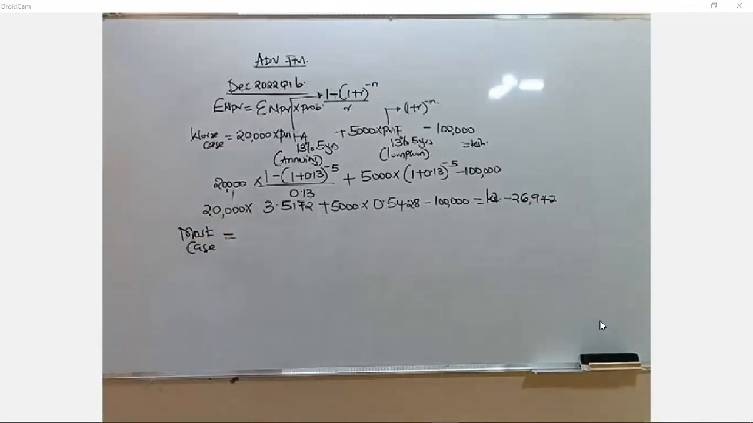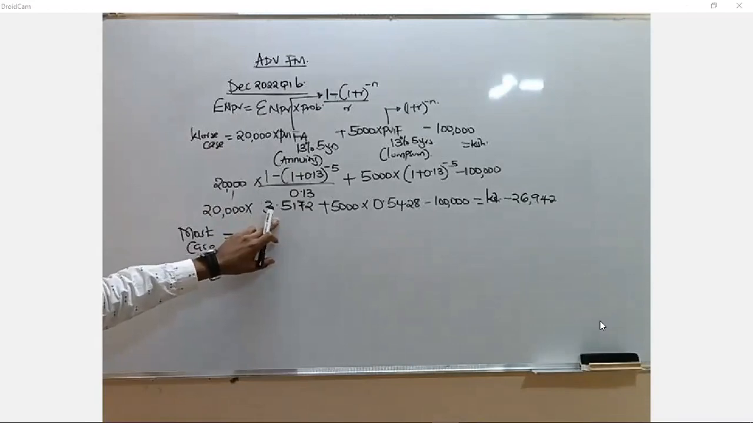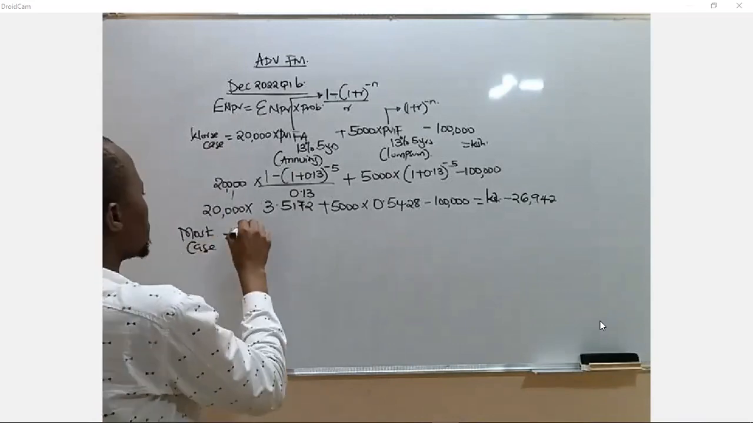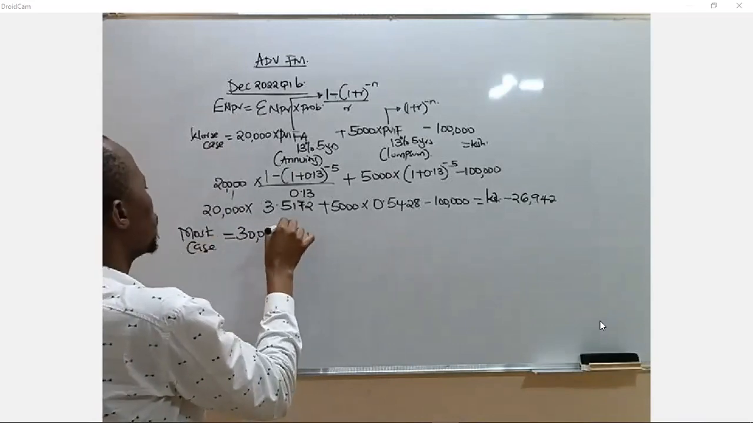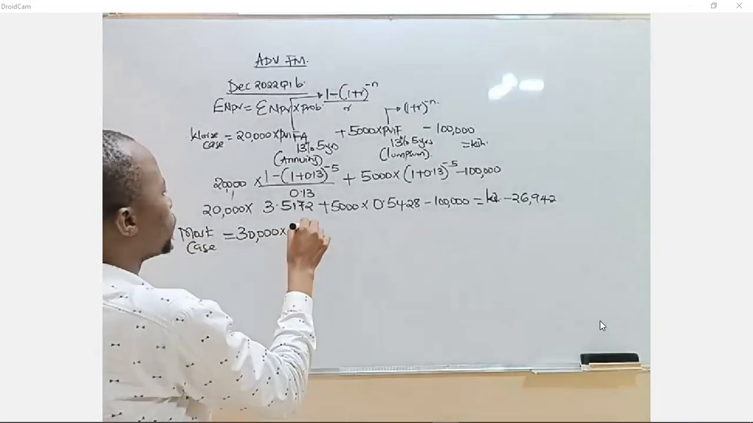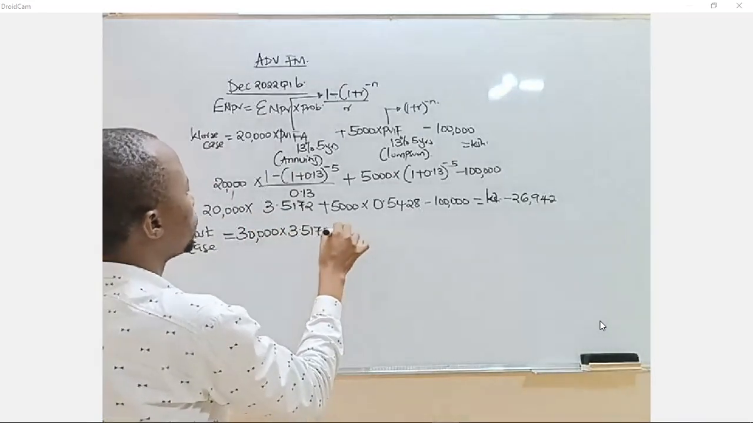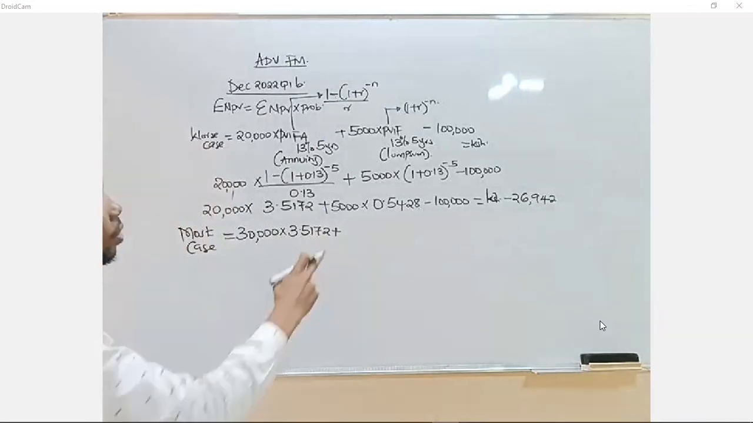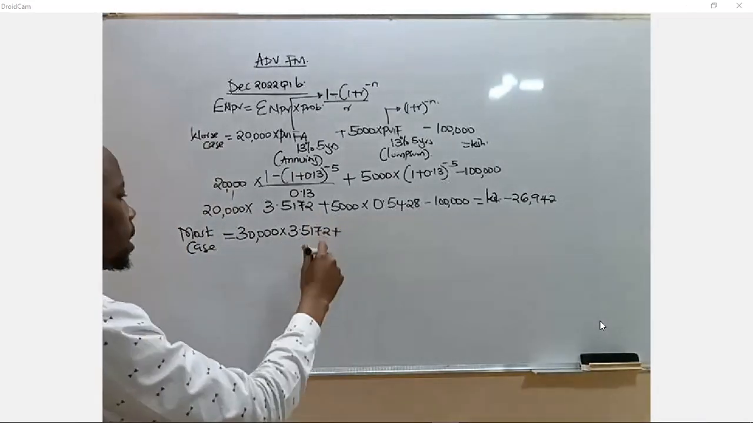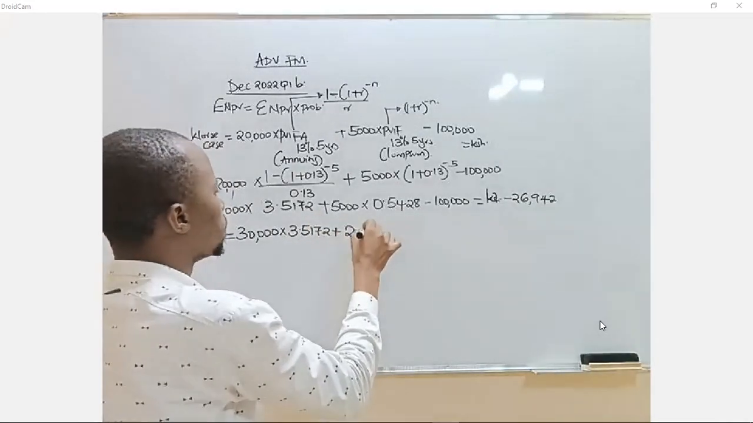And we look at the cash flow. Nothing is going to be changing, by the way, because the number of years and the cost of capital are the same. So in this case, just look at the cash flow. The cash flow for the most case is 30,000. You multiply by the discount factor, 3.5172, plus the terminal cash flow for the most case.